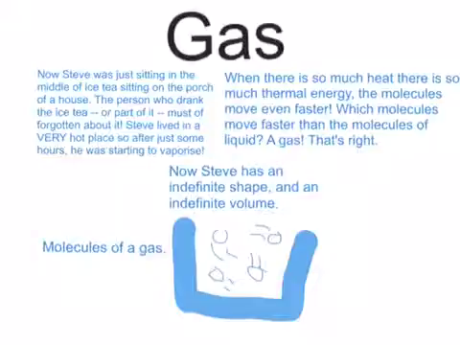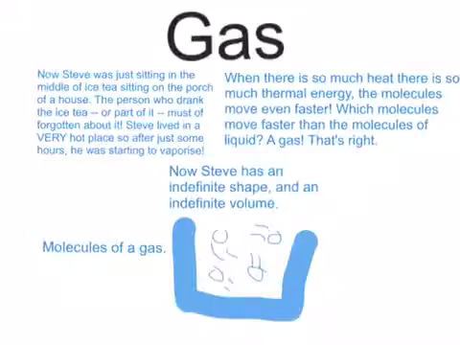Now Steve was just sitting in the middle of iced tea, sitting on the porch of a house. The person who drank the iced tea, or part of it, must have forgotten about it. Steve lived in a very hot place, so after just some hours, he started to vaporize. So now, when there is so much heat, there is so much thermal energy. The molecules move even faster. Which molecules move faster than the molecules of a liquid? A gas. That's right. So now, here are the molecules of a gas, in case you are wondering. As you can see, they're very spread out, and also they move very fast.